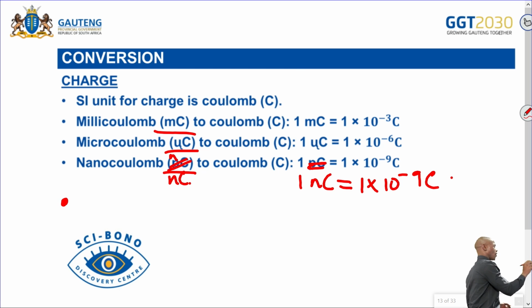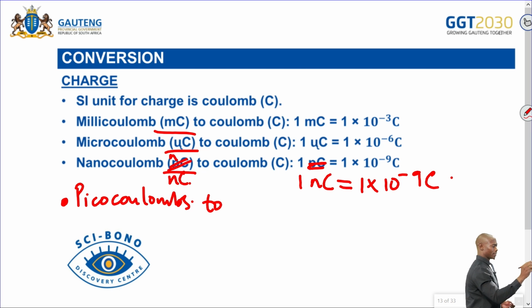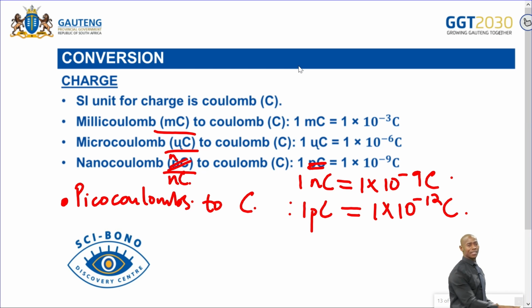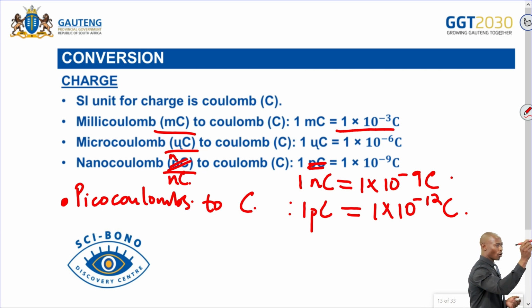Then we also have picocoulombs to coulombs. 1 picocoulomb is equivalent to 1 times 10 to the power negative 12 coulombs, right? So it's not always the case that you will be given charge in coulombs. If you're given charge in millicoulombs, convert those millicoulombs to coulombs. How? 1 millicoulomb is equivalent to 1 times 10 to the power negative 3 coulombs, right?